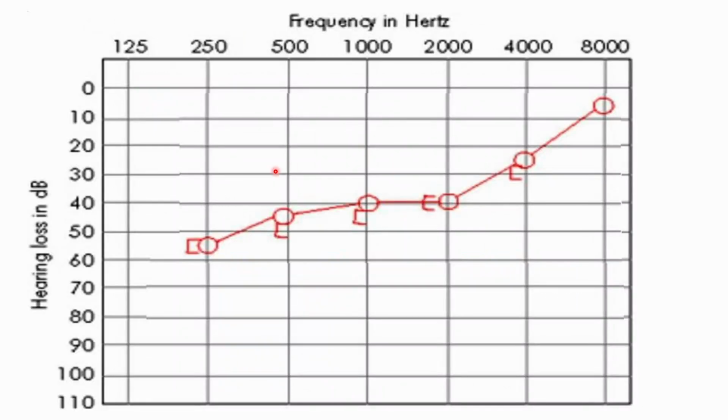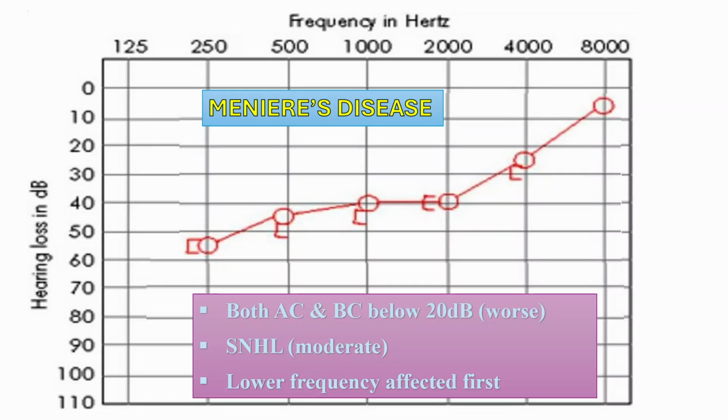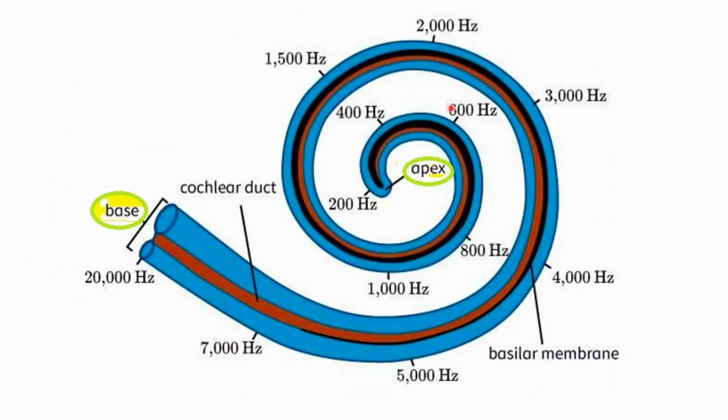So again, this is the same. Lower frequencies are affected with both air and bone conductions below 20 and gap less than 15 decibel. So this is again the Meniere's disease graph. But one important question is why Meniere's disease affects the lower frequencies first. So the answer lies in this diagram. If you look at the cochlea, the apex part is concerned with the lower frequencies and the base is concerned with the higher frequencies. So in Meniere's disease, the apex is affected first and then it will proceed and go forward.